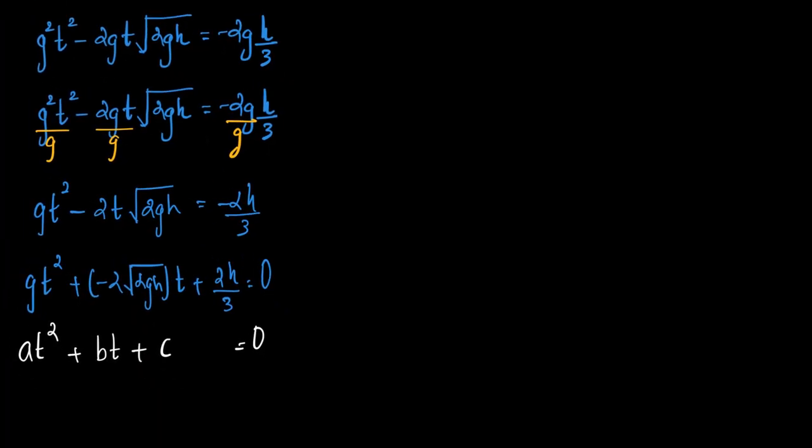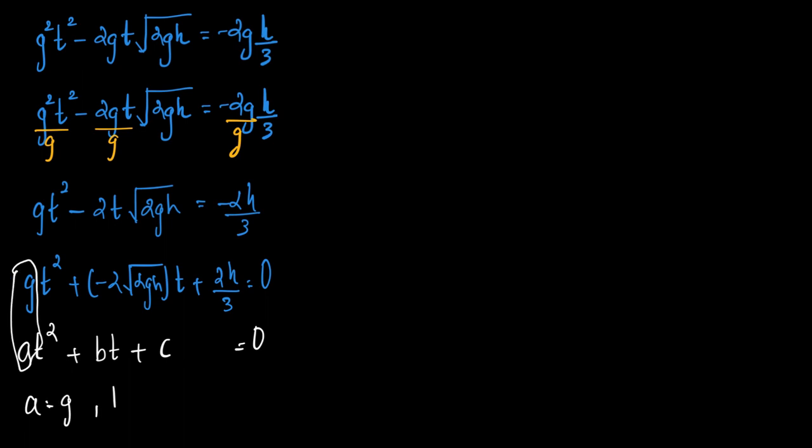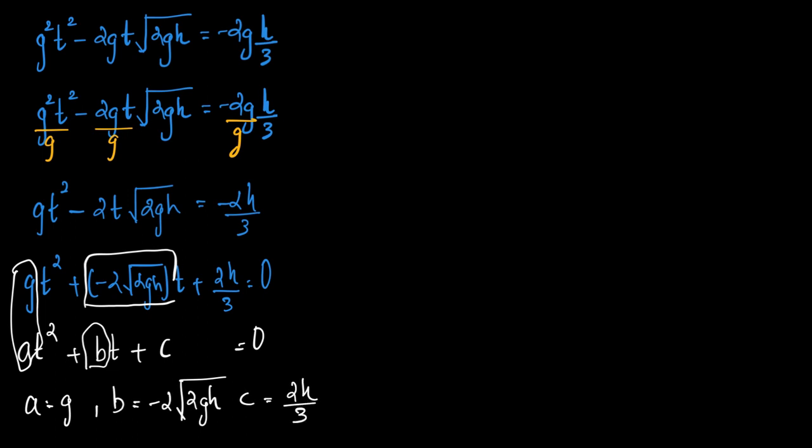Because it's a quadratic equation and it will help us in sorting out the values easily. So we have a is equal to g. Similarly, b is equal to minus 2 into root of 2gh, and what is c? C here will be 2h by 3.